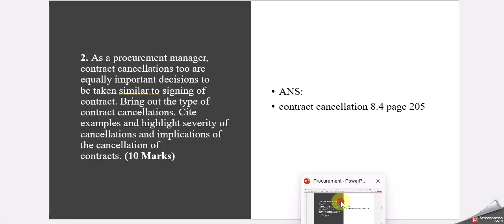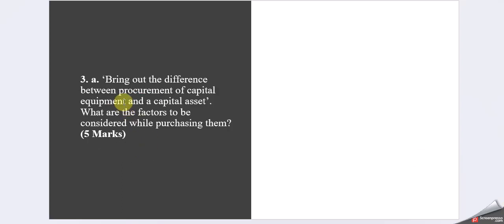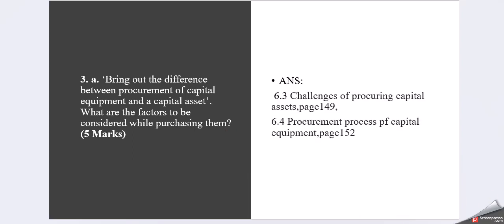Okay, then going to the next, question 3A: bring out the difference between procurement of capital equipment and capital assets. What are the factors to be considered while purchasing them? So, capital equipment and capital assets. Let's see. Here we have the challenges of procurement. This is in chapter 6, and the subheading is 6.3. We look for capital assets, and subheading 6.4 goes with capital equipment.